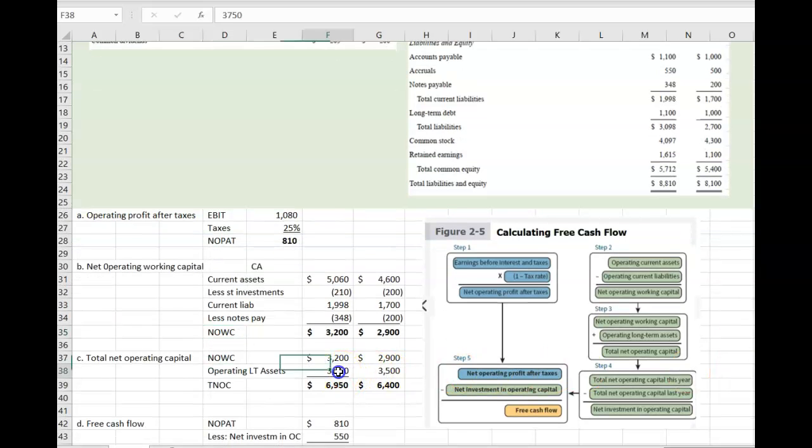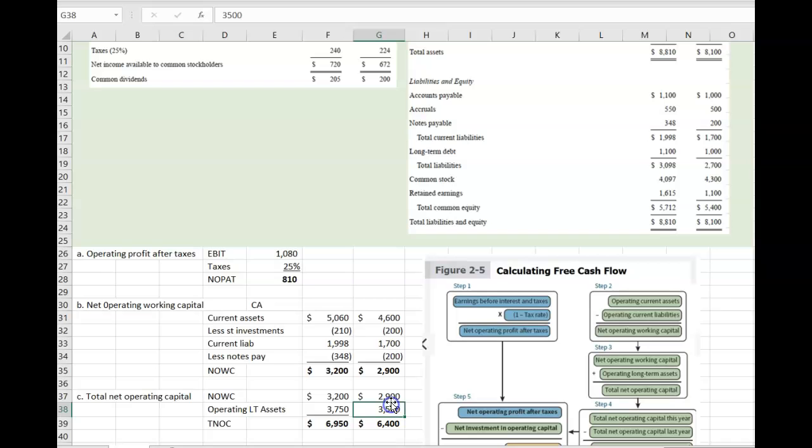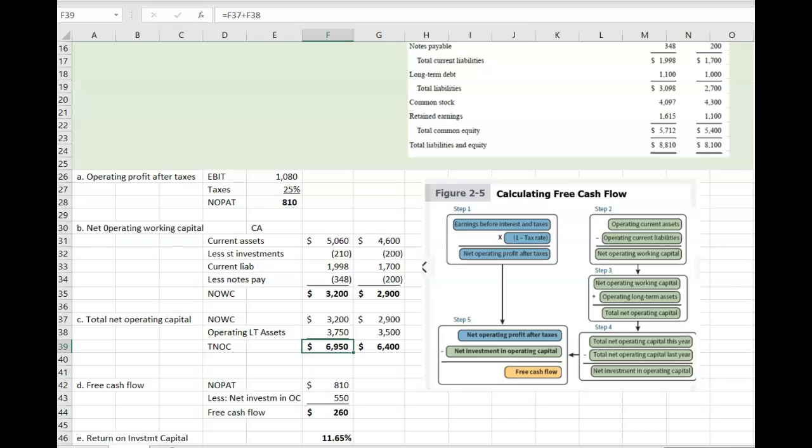If we look at operating long-term assets, where did those come from? Well, let's go look here. And what do we see? Long-term assets, plant and equipment. Since it doesn't say it's being held as an investment, we can correctly assume that's used in the principal operations of the business. So 3,750 and 3,500 go in there. So to calculate the total net operating capital, we take the net operating working capital and add the operating long-term assets. Okay, and then finally we're going to calculate net investment in operating capital.